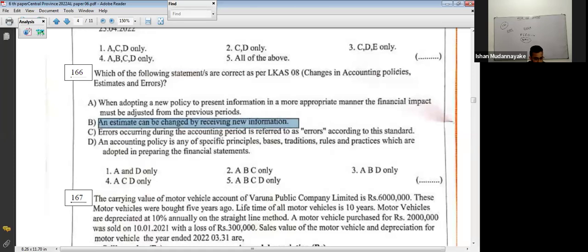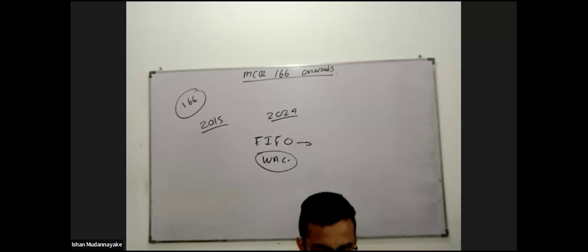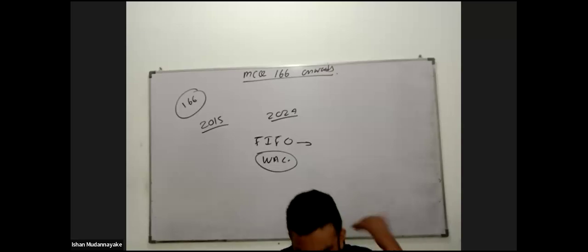See, errors occurring during the accounting period are referred to as errors according to this standard. Now, what do you mean by errors? It says errors happen in this period.